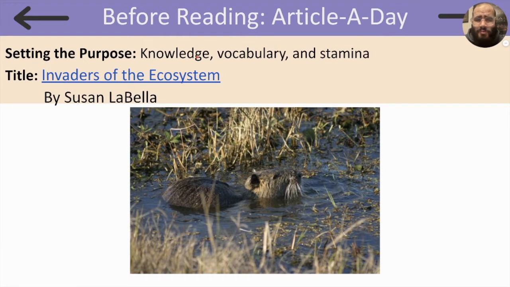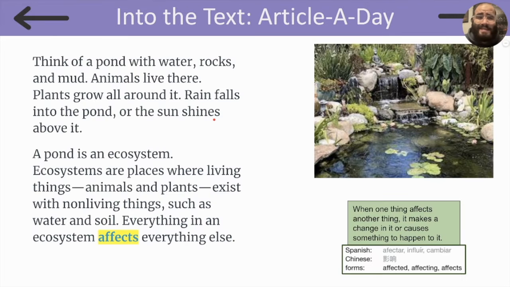Look at the image. What do you see? I see a strange animal. It looks like some type of rodent, maybe like a beaver. Let's dive into our article a day. Think of a pond with water, rocks, and mud. Animals live there. Plants grow all around it. Rain falls into the pond or the sun shines above it. A pond is an ecosystem.